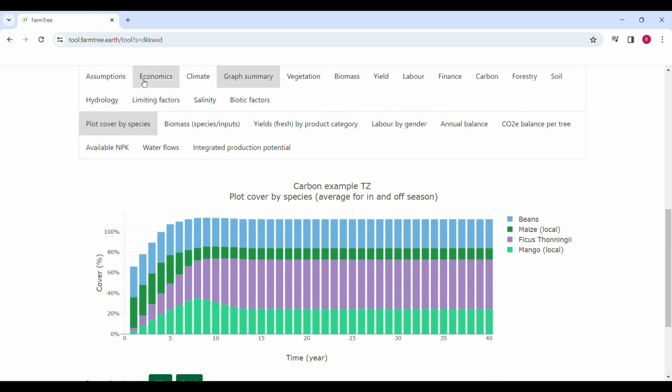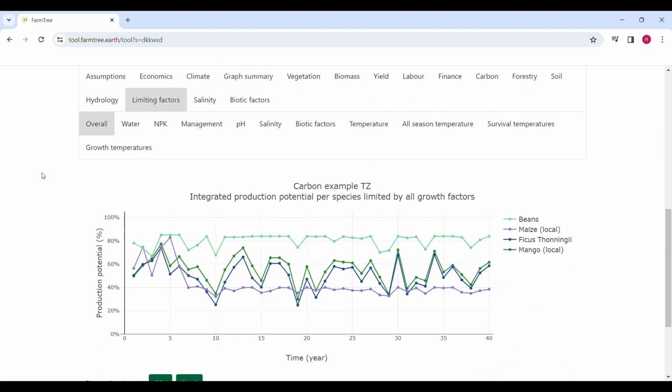We quickly check limiting factors. Is everything going all right? Is something significantly restraining production? But it seems to be fine.